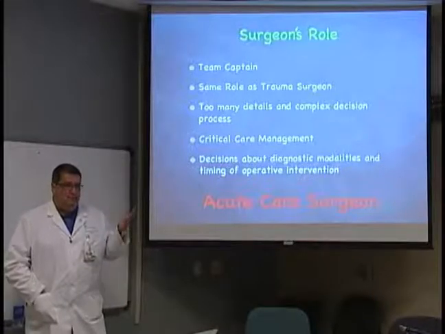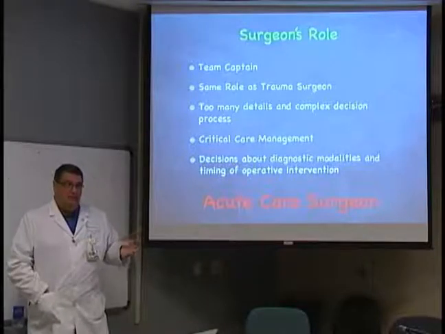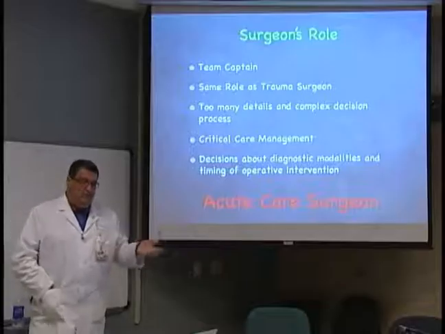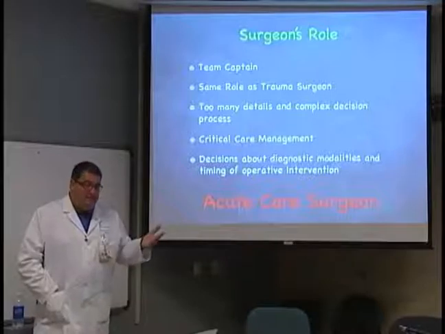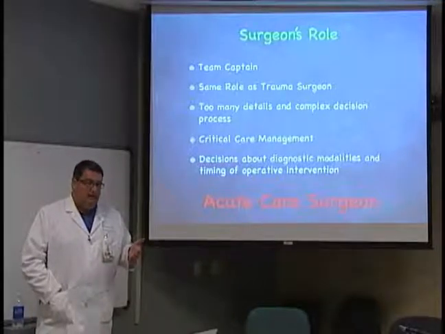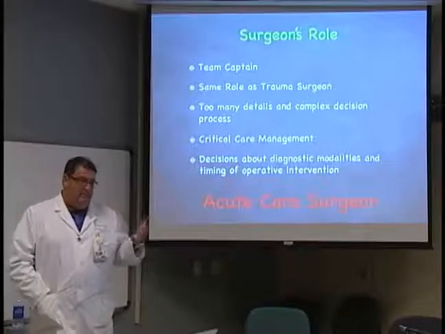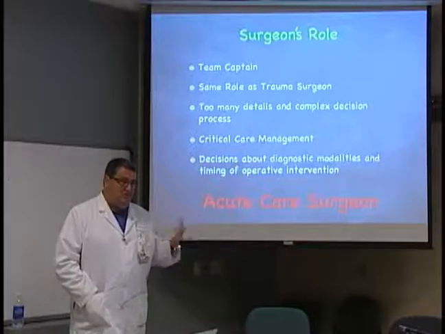When is it time to take the patient to the operating room? Or more important, does the patient need an operation? And that's a surgical decision. It's not anybody else's decision. So I think we have the same role as a trauma surgeon. There are too many details and complex decision processes going on. We do the critical care management anyway, and this patient should be in the surgical ICU, not in any other ICU. And decision about diagnostic modalities and timing of the operative intervention, again, is part of the acute care surgeon's job.